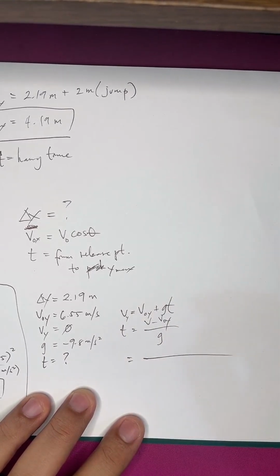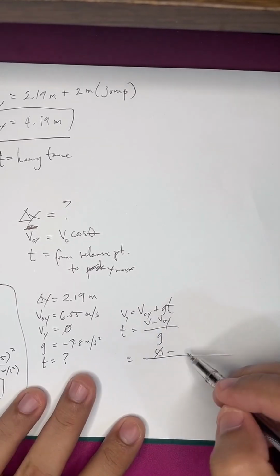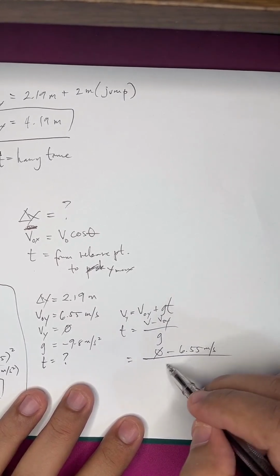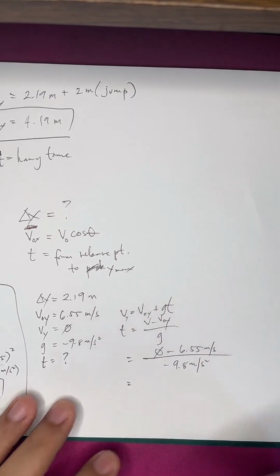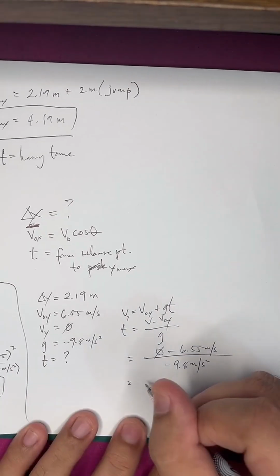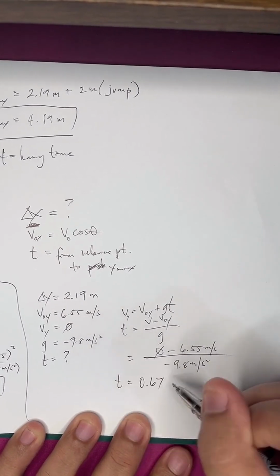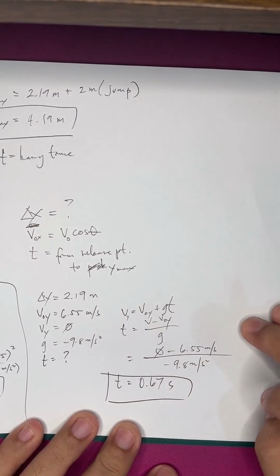Substituting the values, we get 0 minus 6.55 meters per second divided by negative 9.8 meters per second squared. And our time is 0.67 seconds. Now, what do we do with this time?